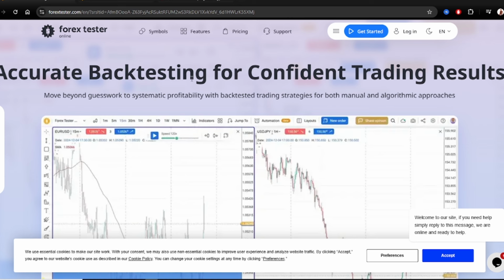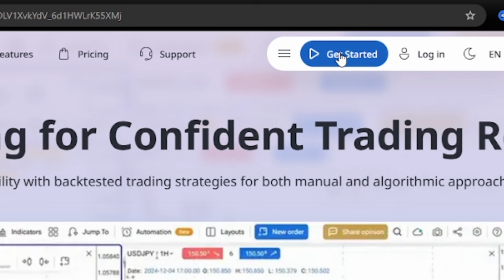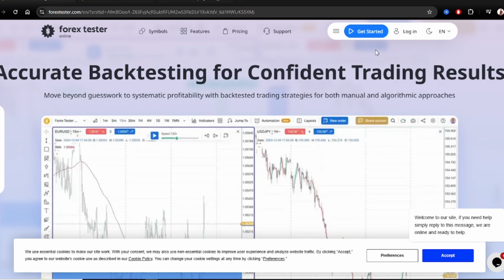So first step is to go to the Forex Tester online website, and you are going to create an account by clicking here where it says get started. For me personally, I already have an account, so I'm just going to click on the login page right here.